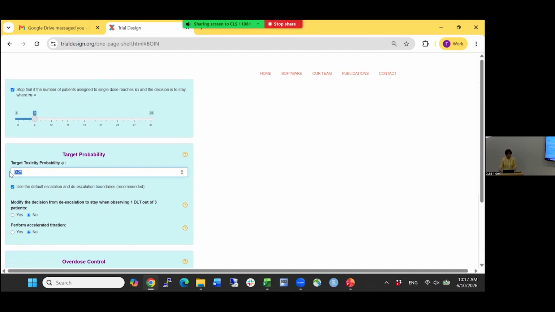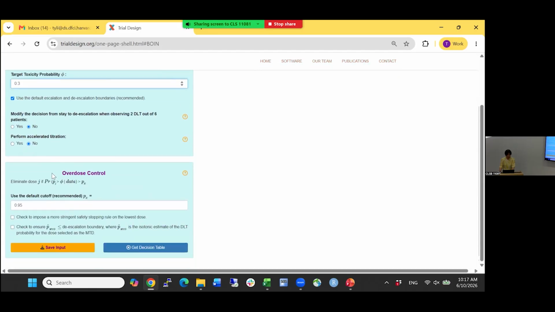9. This is where you put your preset DLT rate. It is 0.3, or 30%. We don't need to change it here. The BOIN design also gives us an overdose control. That is when you tell the software it is too toxic, then we need to stop this dose level or stop this trial. How do we decide it? It is the posterior probability, given the current data, that the probability of DLT is greater than 30% in my case, where 30% is your preset DLT rate.